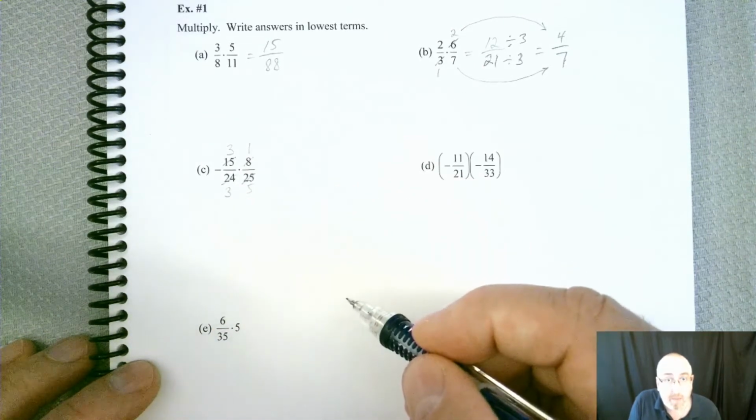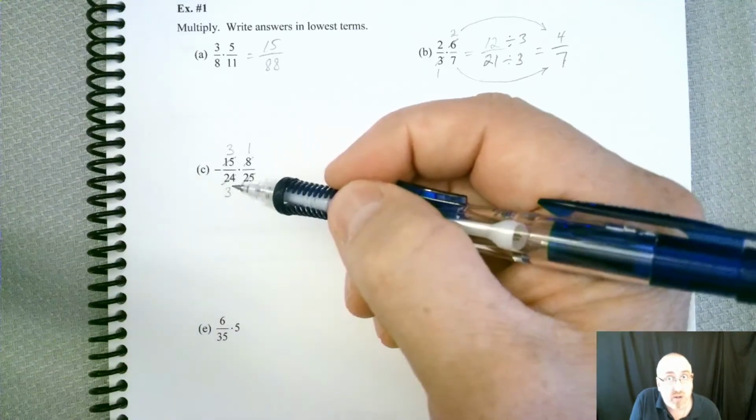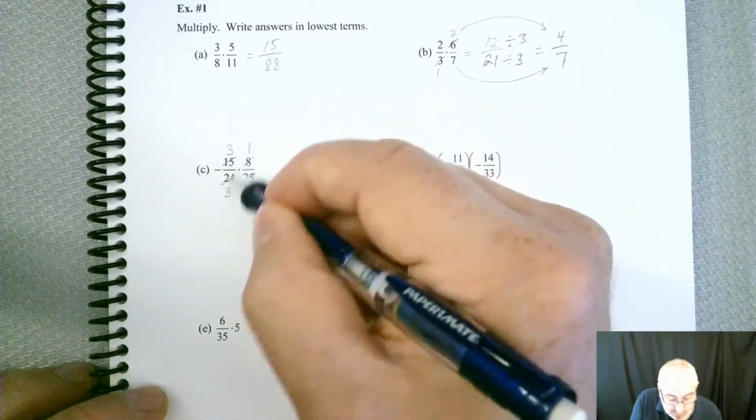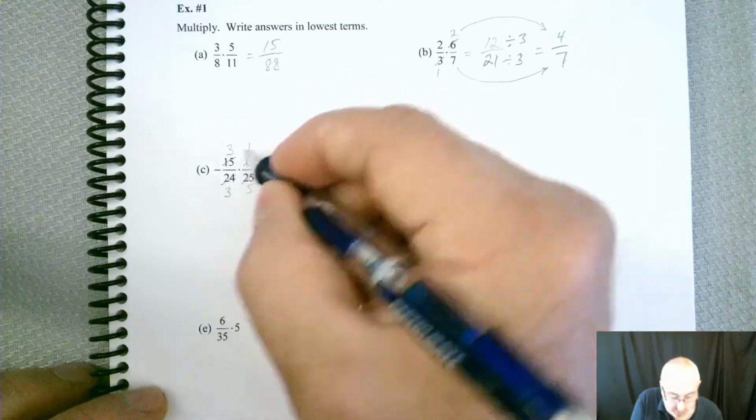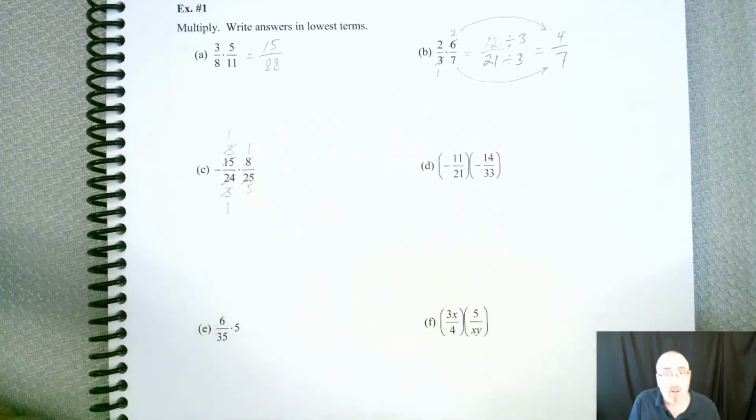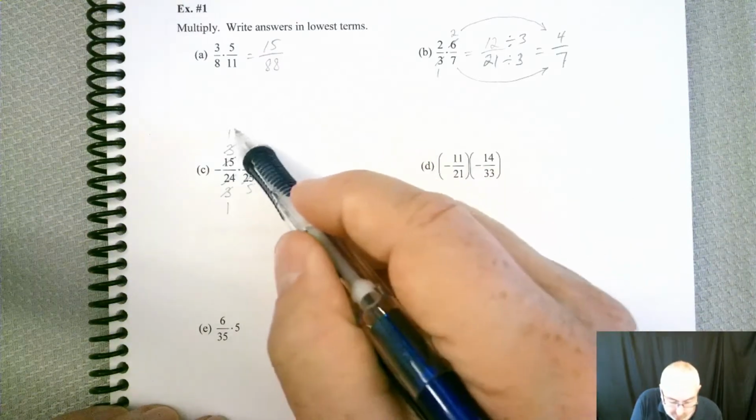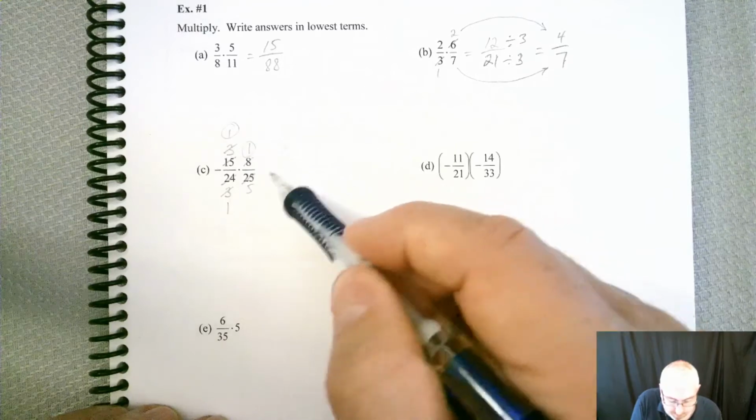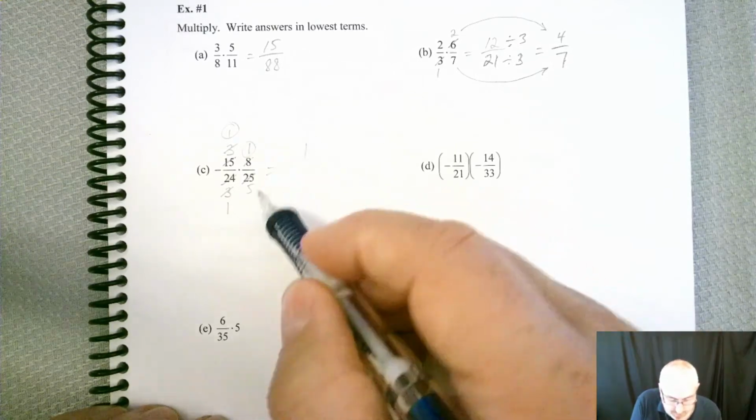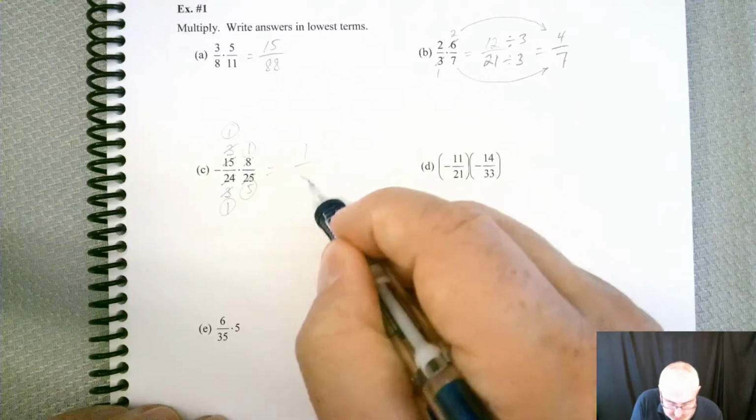Now, looking vertically, remember, we can reduce vertically as well. Right now we can see that 3 goes into both of those 3s, so we can cancel those out as well. So there's a lot of reducing that we can do right on the front end, because they're smaller numbers and it's easier to see those common factors. Now when we multiply across, we get 1 times 1, which is 1, and 1 times 5, which gives you 5.